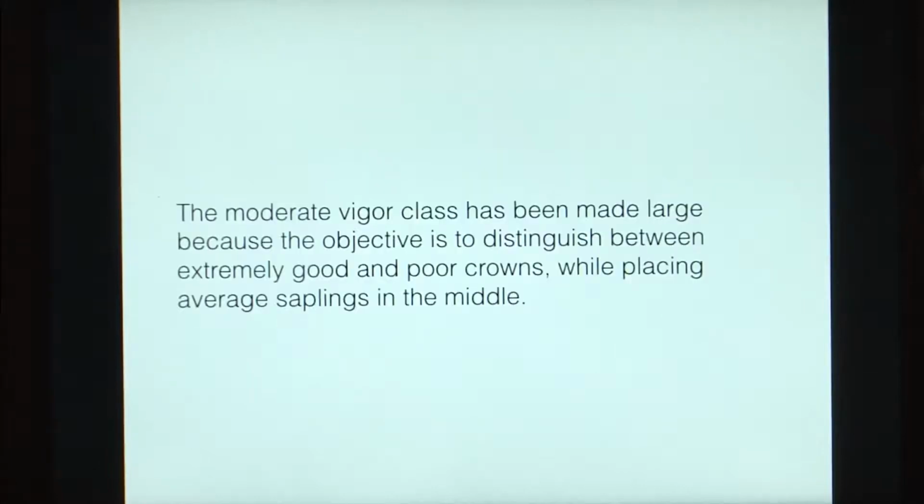Now, the moderate vigor class has been made large because the objective is to distinguish between extremely good and poor crowns. In the case of poor crowns we are not going to plant them in the field. In the case of extremely good crowns, they will be the first options when we want to plant these saplings into the field, and anything that is not extremely good, that is class 1, or not extremely poor, that is class 3, comes in the middle.